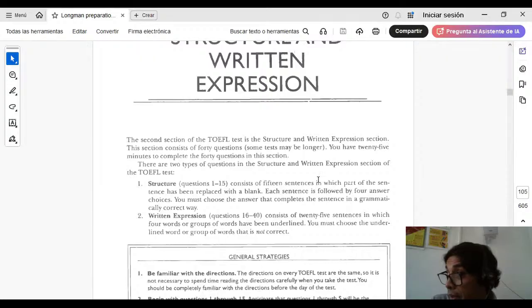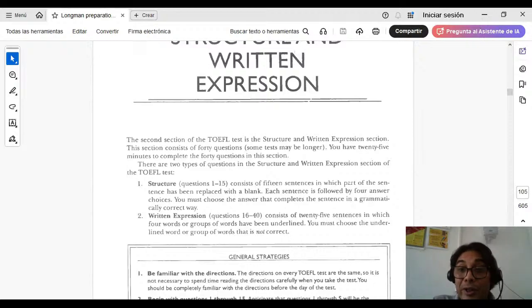in a grammatical way. The second one says written expression, which is question 16 through the last one, 40, in which four words or groups of words have been underlined, and you must choose the underlined word or group of words that is not correct.